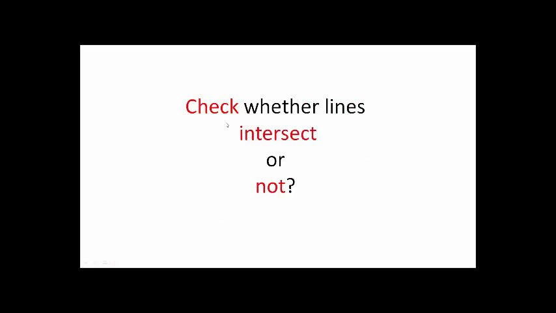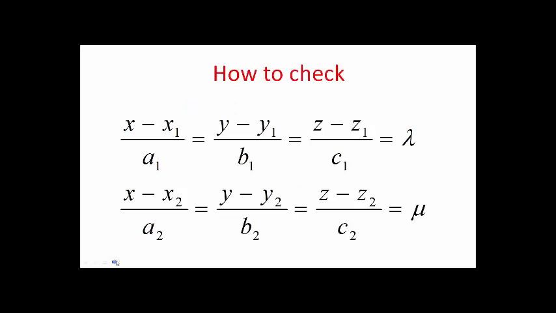Now first check whether the lines intersect or not. So to check, we will equate the first equation of line to lambda and the second equation of line to mu. You can take any other variables also; you can take D, E, F, anything.